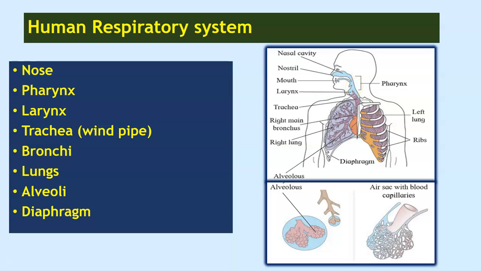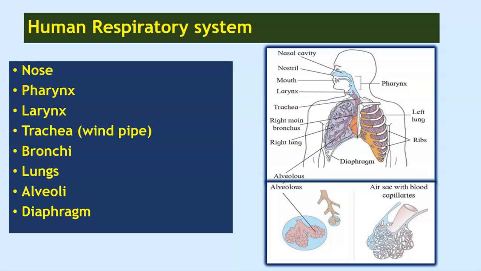Between the nasopharynx and the oropharynx is the palate bone. The pharynx has a set of lymphoid organs called tonsils. The next part that we will see is your larynx, and that is marked here in the diagram. It is also called the voice box. It is the part of the respiratory tract which contains vocal cords for producing sound.